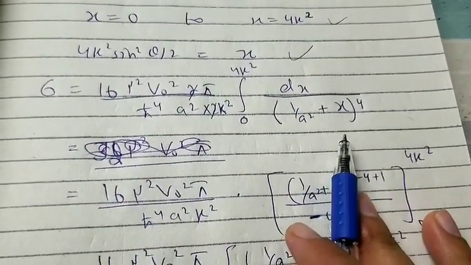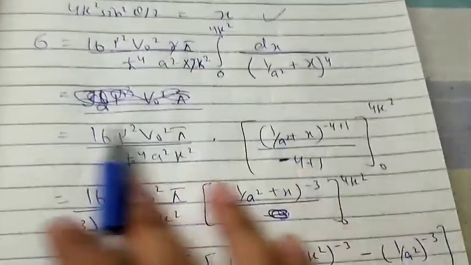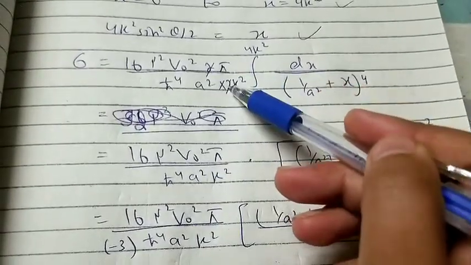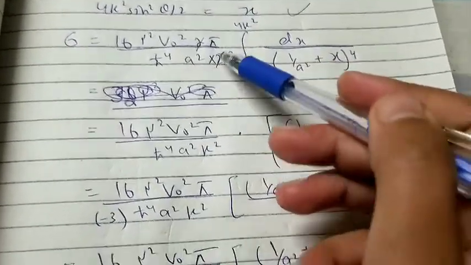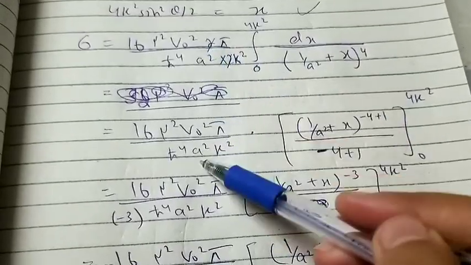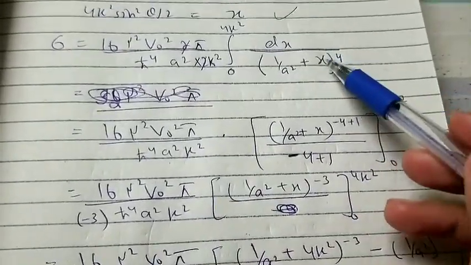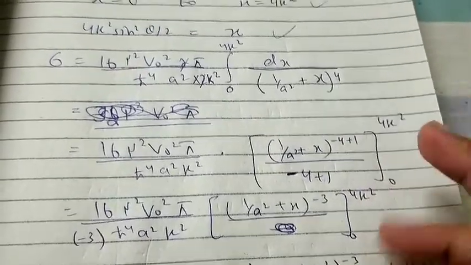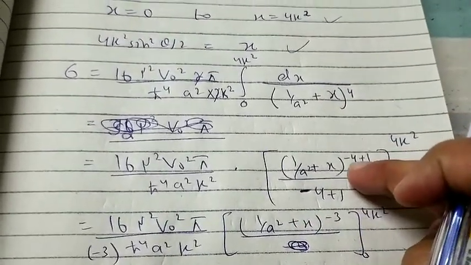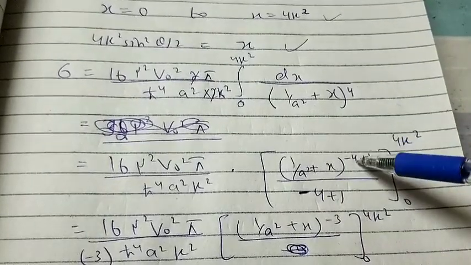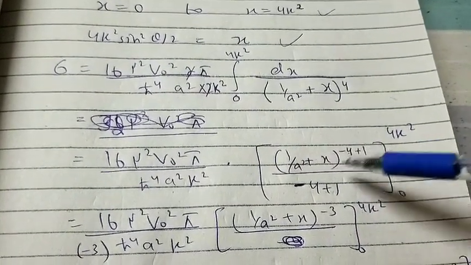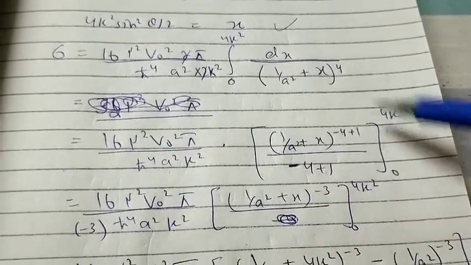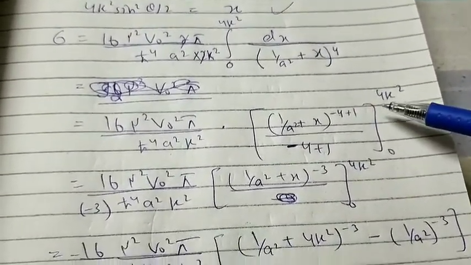Okay, the next step is to take the integration and solve it, and I wrote the same thing here. 2 and 2 get cancelled out. The rest of the things are written right here, and the integration of this is simply the power rule. 1 over a square plus x, I'm taking it in the numerator, which is to the power -4, and then using the power rule, -4 plus 1. The limits of integration are from 0 to 4k square as it is.